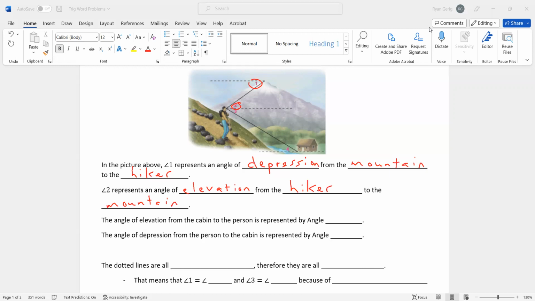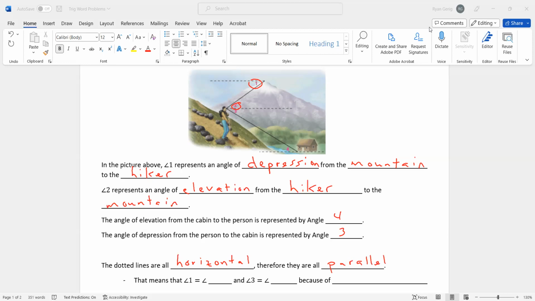Okay, now let's look at the other ones, 3 and 4. The angle of elevation from the cabin to the person is represented by angle 4. And then the angle of depression from the person to the cabin is the opposite direction. It's angle 3. Now, you see some dotted lines in there, right? Those are very, very important. The dotted lines are all horizontal, which means they are all parallel.